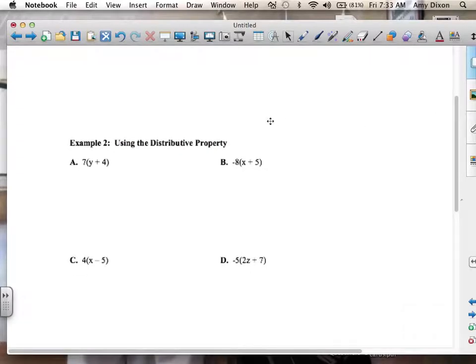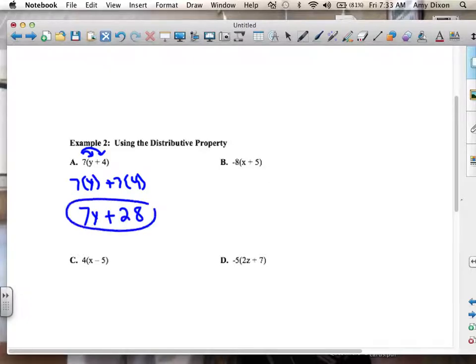There it is. Okay, so if we take an arrow from 7, we draw it to the y and to the 4. We take 7 times y, and then 7 times positive 4. So we get 7 times y is just 7y. When you multiply a number times its variable, you just write them next to each other. And then we have plus 7 times 4. 7 times 4, we get 28. And that is the simplified version. So you do need to go ahead and multiply anything that you can, like we did with the 7 times the 4.